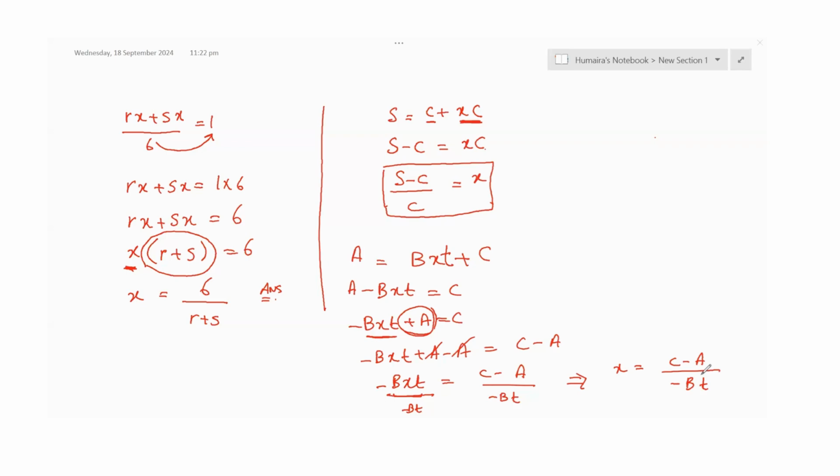Kinda. That one was a bit hard to understand. Which step is difficult? This one, like you added a to both sides. I subtracted a, because I want to cancel this a.